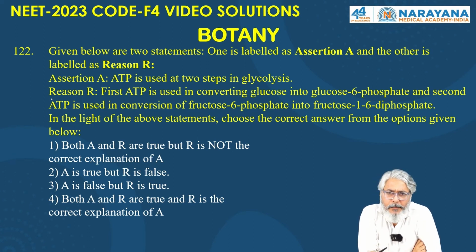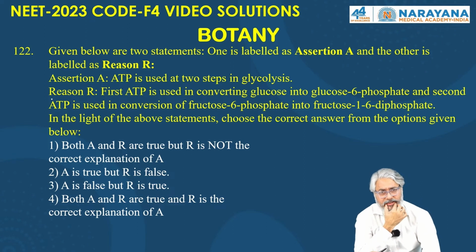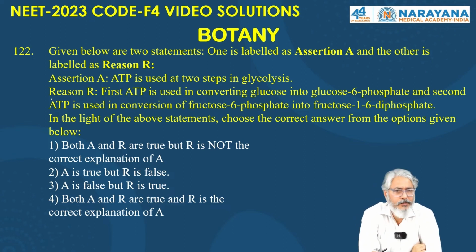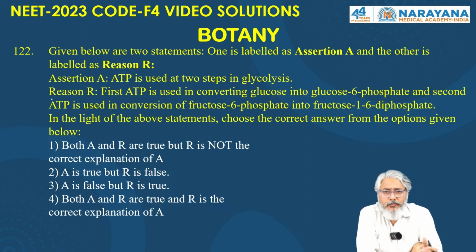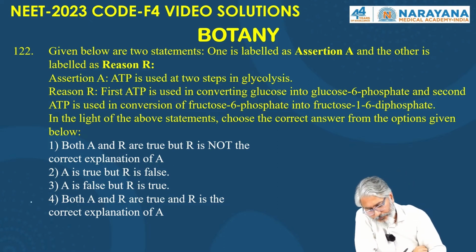ATP is used in 2 steps in glycolysis. That is very correct. The reason they have given: first, ATP is used in converting glucose into glucose 6-phosphate. It is correct. And the second, ATP is used in conversion of fructose 6-phosphate into fructose 1,6-bisphosphate, right? When there is a need of phosphate, so the reason is absolutely correct. That is the correct reasoning for the assertion also, and the answer is both A and R true, and R is the correct explanation of A.